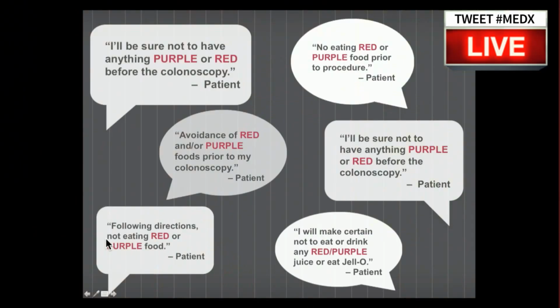So if we do that, can we change behavior? Can we drive an action? Can we drive change? These are quotes from real patients that went through our program.